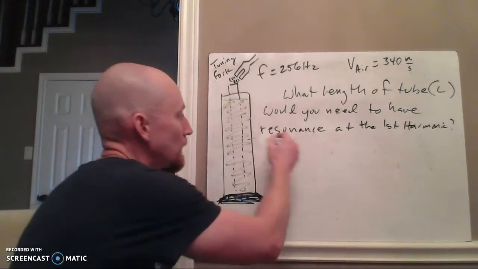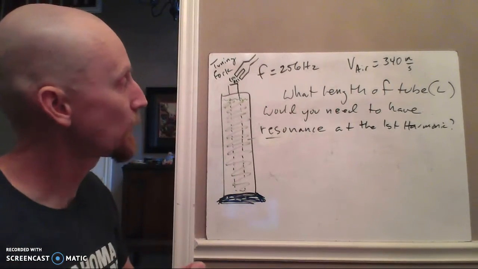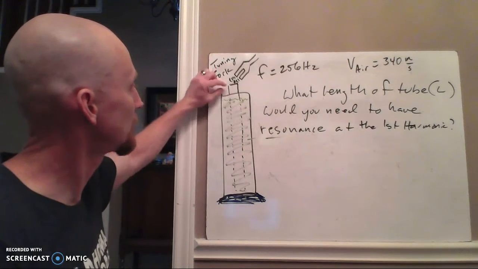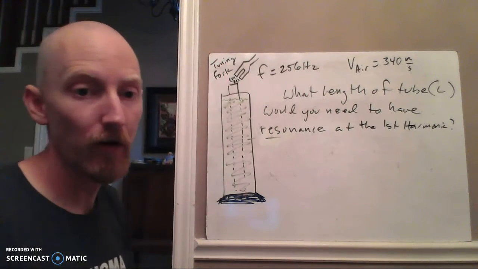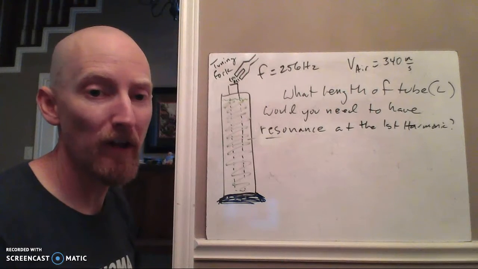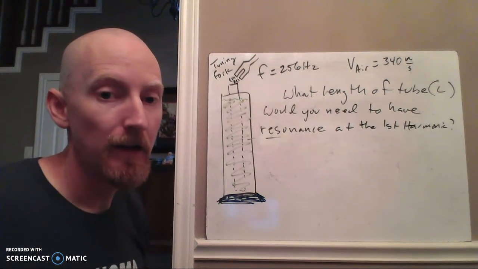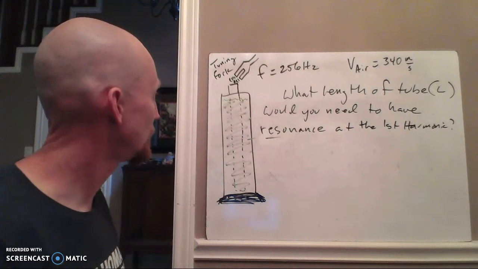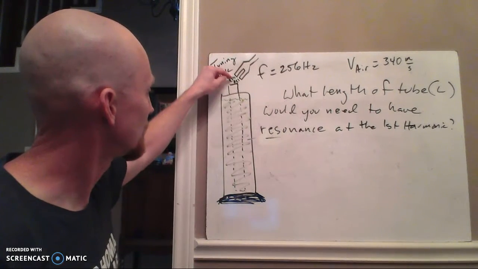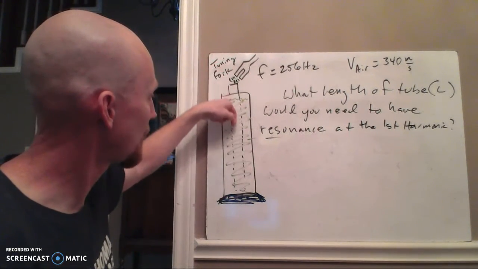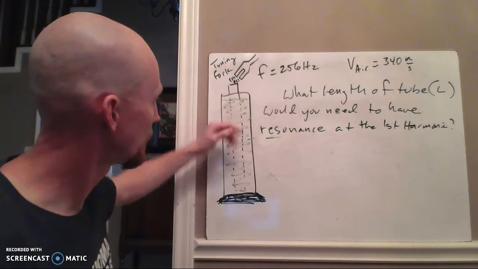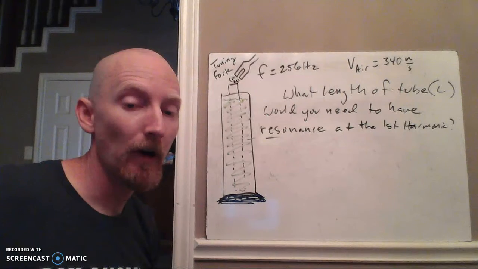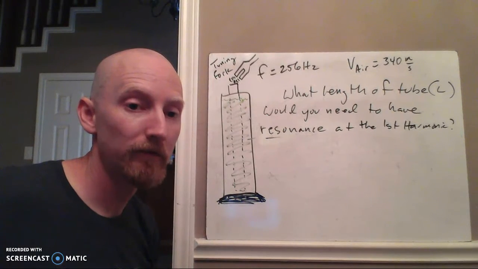And this is something called resonance. And so the question is, what length of tube would you need? So how much would you have to raise this little tube up out of the water in order to have resonance at the first harmonic? This little tube inside here is going to be a closed tube because the sound waves would travel down that small tube. When they get to that water, they're going to bounce backwards. So this is a closed tube. All right, pause it. See if you can figure this out.